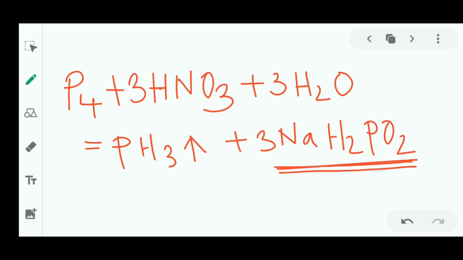Like that, concentrated or cold dilute solution of NaOH reacts with fluorine to form sodium fluoride. Okay, and fluorine monoxide is also formed. Chlorine gas reacts with cold and dilute solution of NaOH to form sodium chloride and sodium hypochlorite, NaOCl.